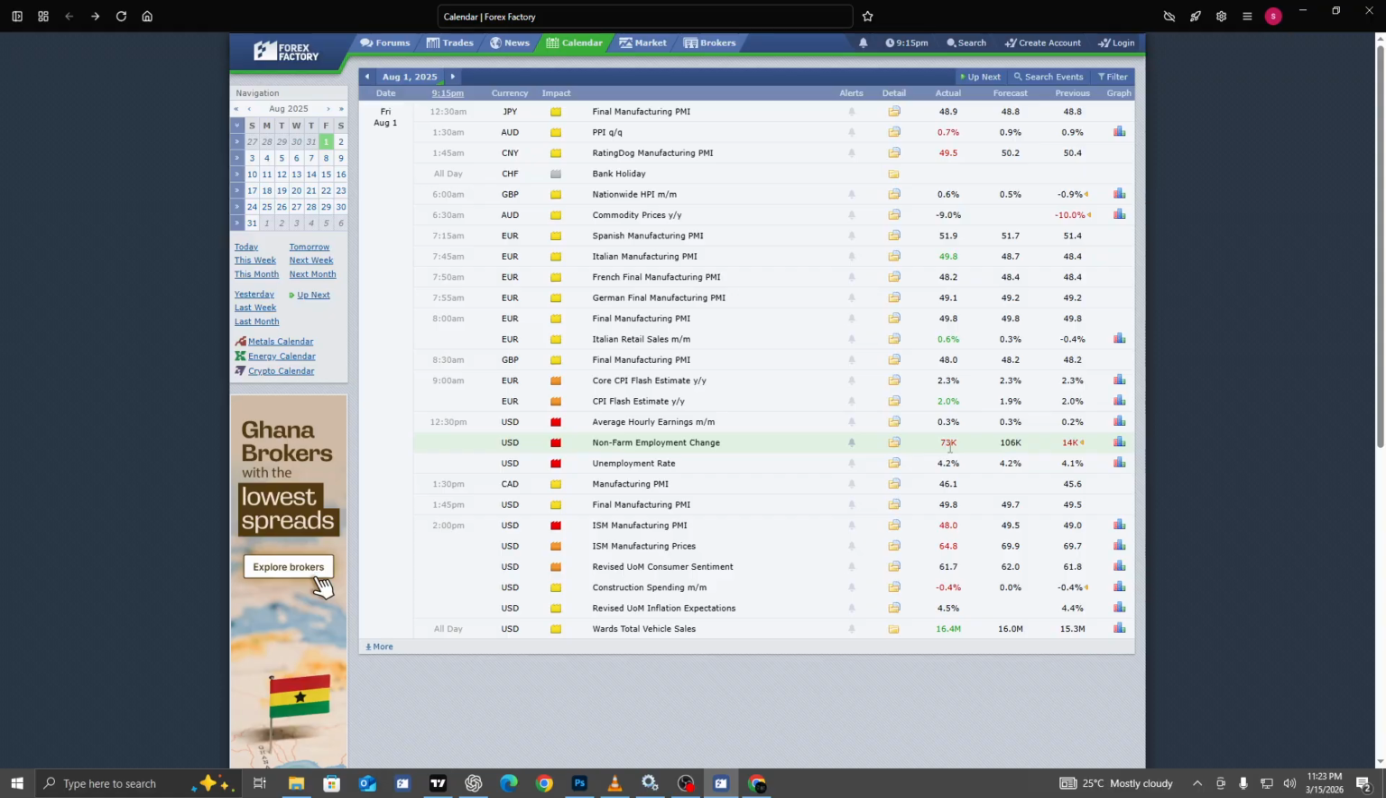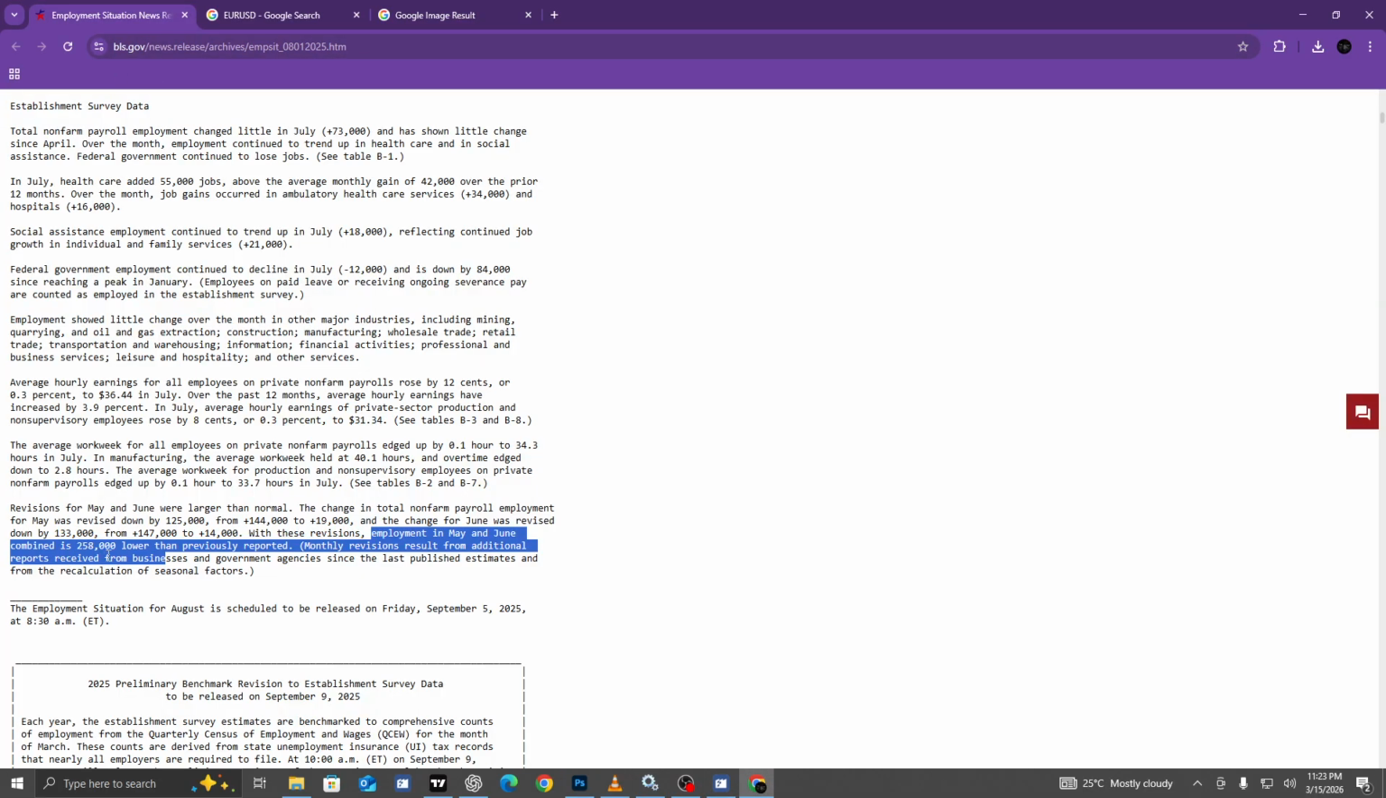With these figures that you see right here, this is not what the market was actually paying attention to. This figure is just a preliminary figure, but when you open the report, the market is always interested in the revisions of the 2 previous months. When you look at the report, employment in May and June combined is 258,000 lower than previously reported. This is what is much more important for the Federal Reserve when deciding on interest rate direction, and this is what major players in the FX market also pay attention to.